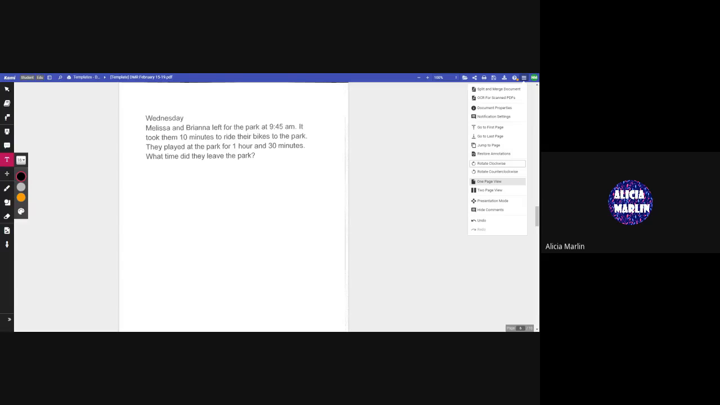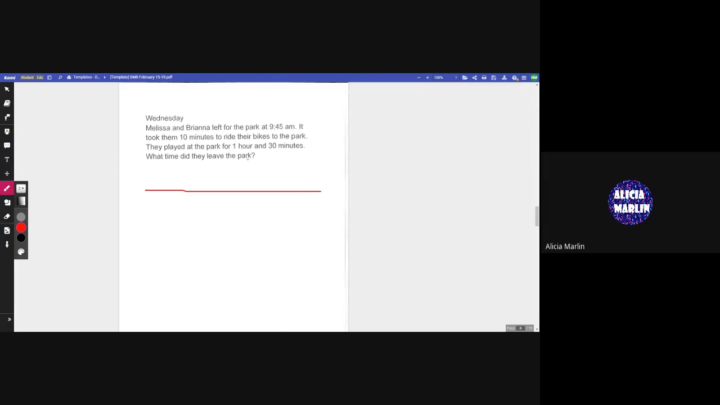Melissa and Brianna left for the park at 9:45 a.m. It took them 10 minutes to ride their bikes to the park. They played at the park for 1 hour and 30 minutes. What time did they leave the park? Now, I know it's no surprise to you that I like a good old T-chart, so that's what I'm going to start with.